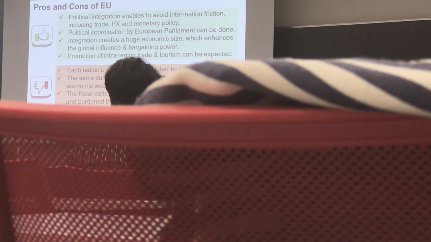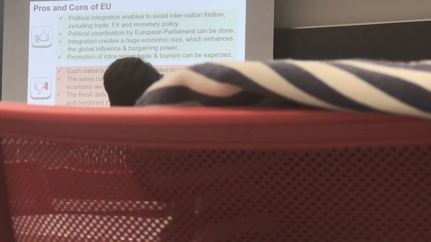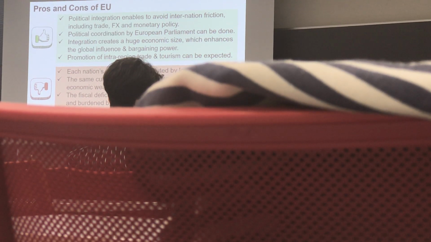And then please go back to the screen. EU. There are good things and bad things of this kind of economic zone or political zone. Political integration is a good point, and political coordination is another good point. And also, that will increase bargaining power because of the increase of the size of the economic influence. So rather than France negotiating with the US, the EU negotiating with the US may be better from the standpoint of the EU. So that is bargaining power to be enhanced. And also promotion of tourism and intra-region trade within the Eurozone.